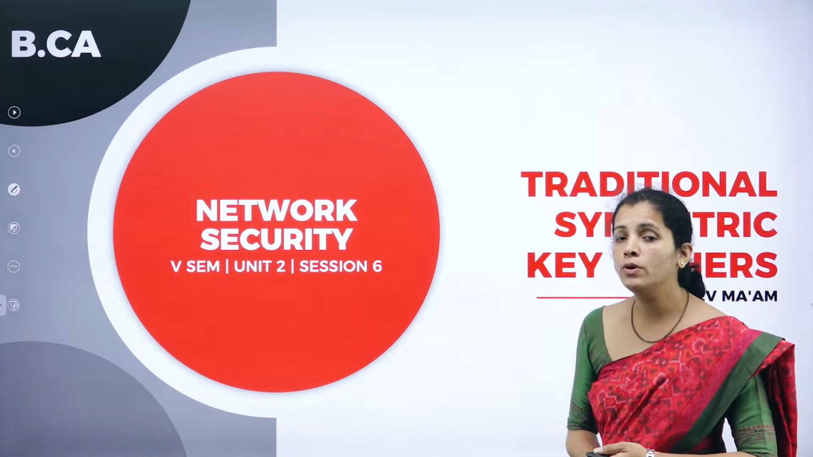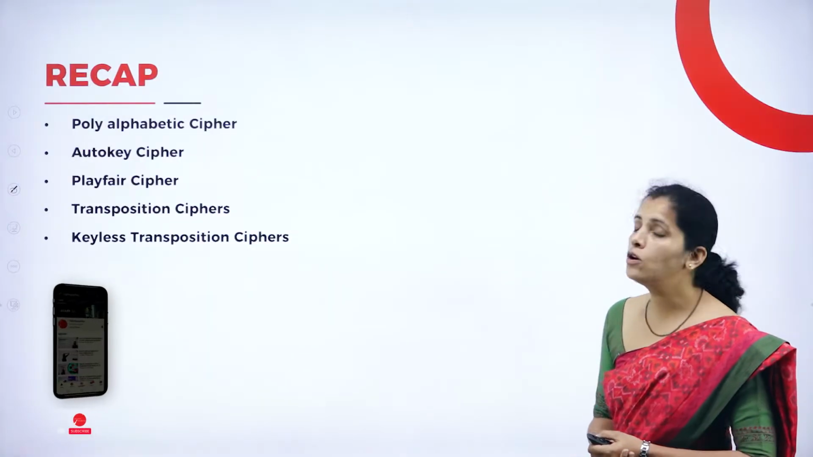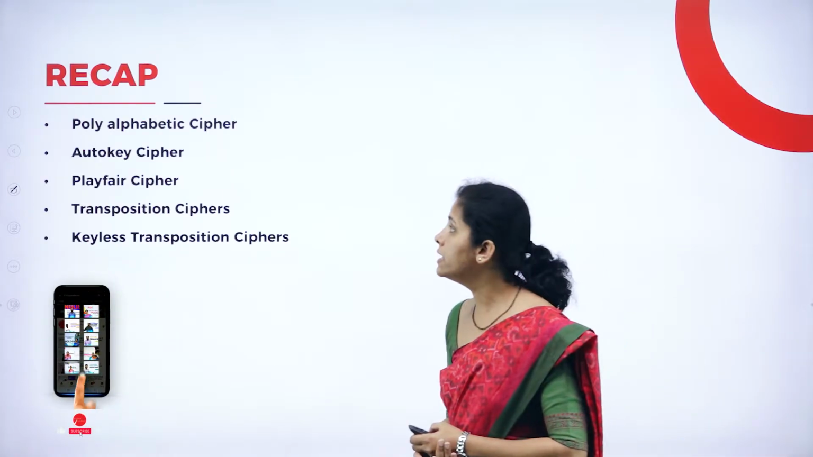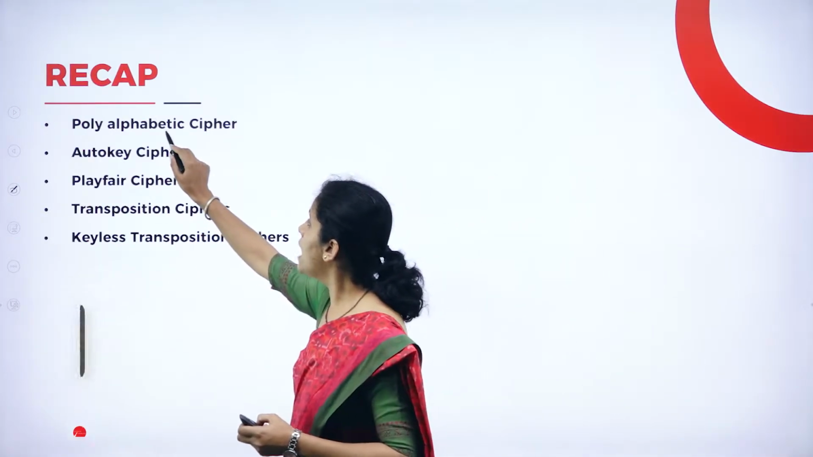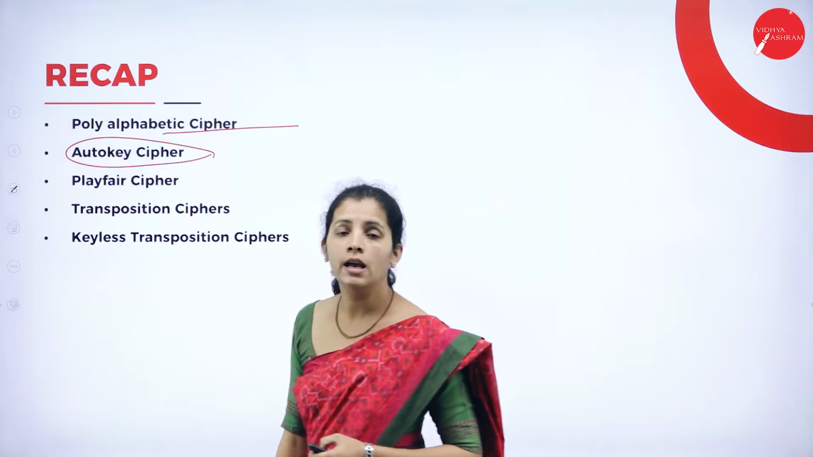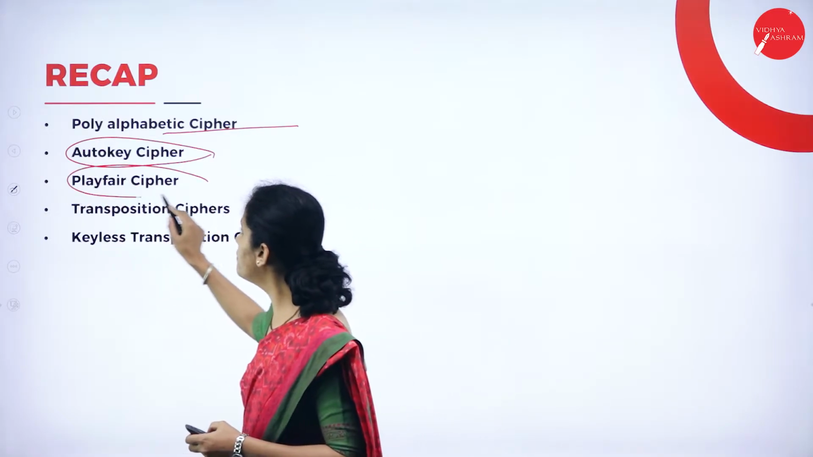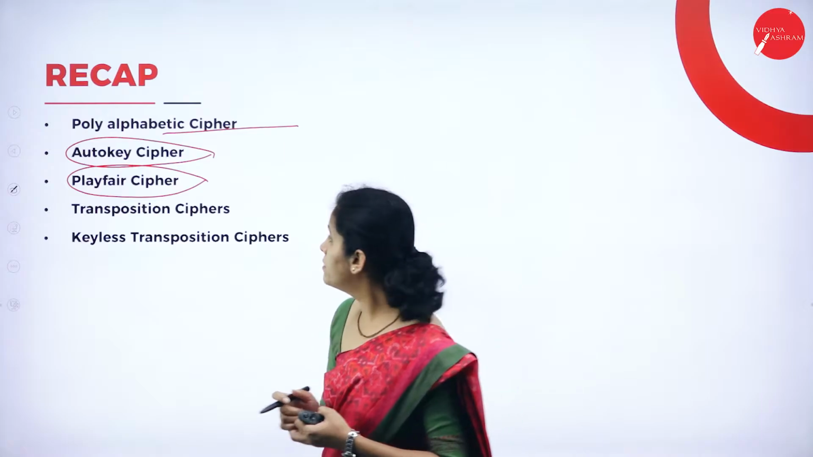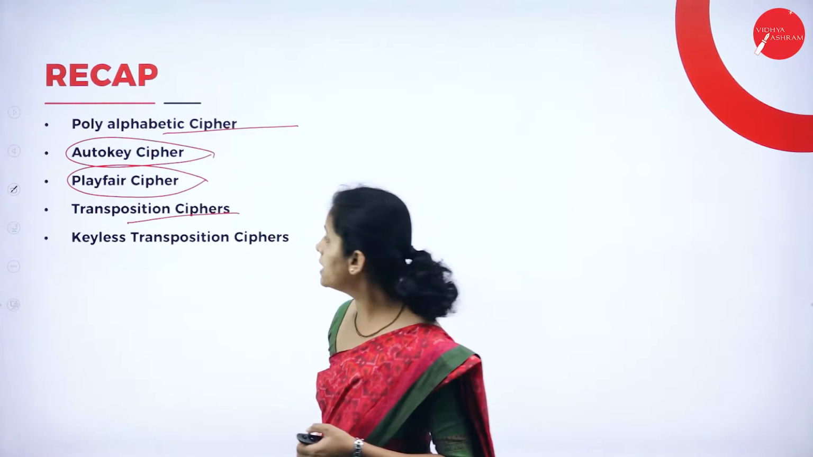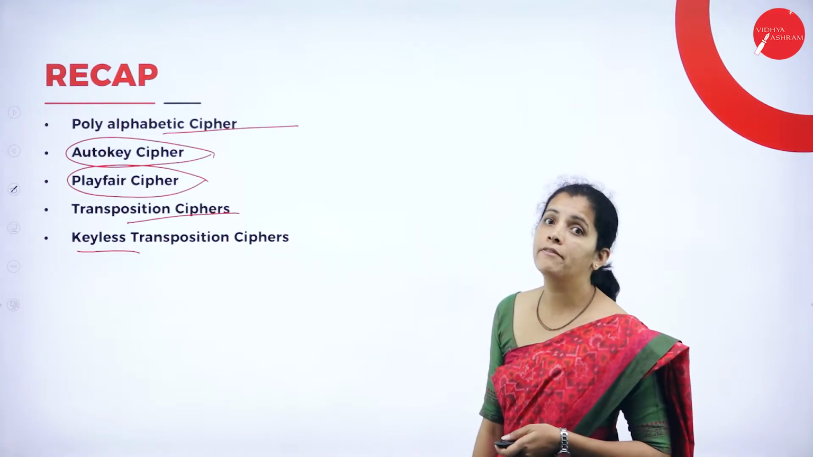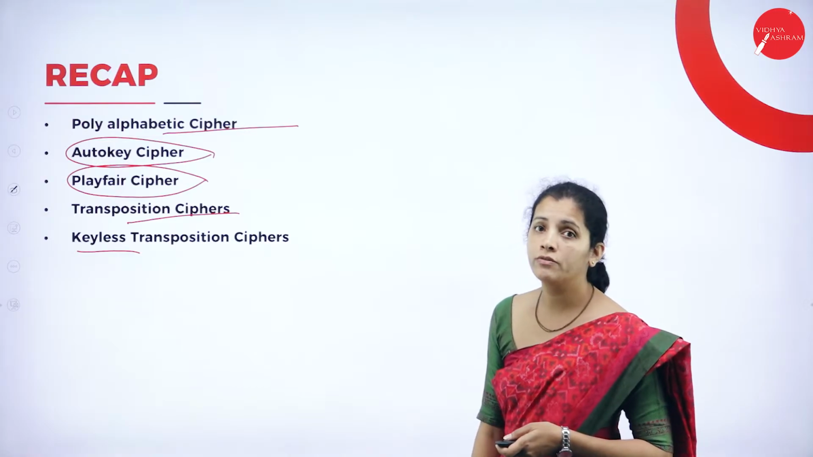So dear student, before going to start my today's session, let me recall the topics which I have discussed in my last session of this unit. There I started with what is polyalphabetic cipher. Along with that, I covered what is auto key cipher. Along with that, I discussed Playfair cipher. Along with that, I discussed the second type of traditional symmetric key cipher, that is transposition cipher. In that, I discussed keyless transposition cipher. So these are the topics I have covered in my last session of this unit.